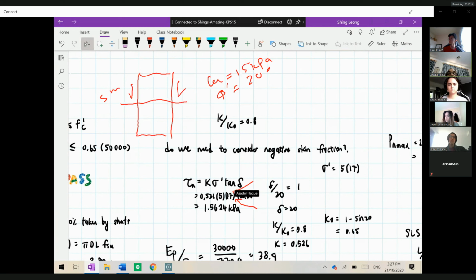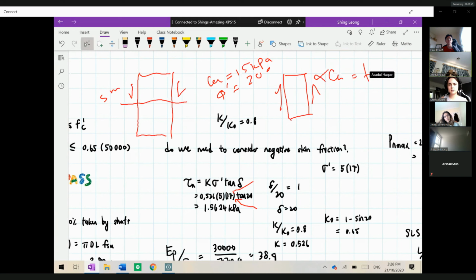So how do you go about your negative skin friction? What equation do you use? The first principle I am asking you: we know that when you try to get the positive skin friction in clay soil, we use the alpha method, alpha cu, isn't it, Matilda? Yep. But when we try to determine the negative skin friction, which works the other way, what is the principle that we use? What type of properties do we use here?